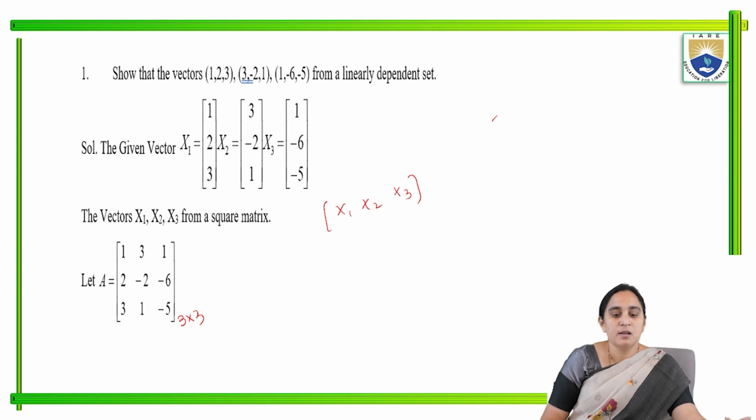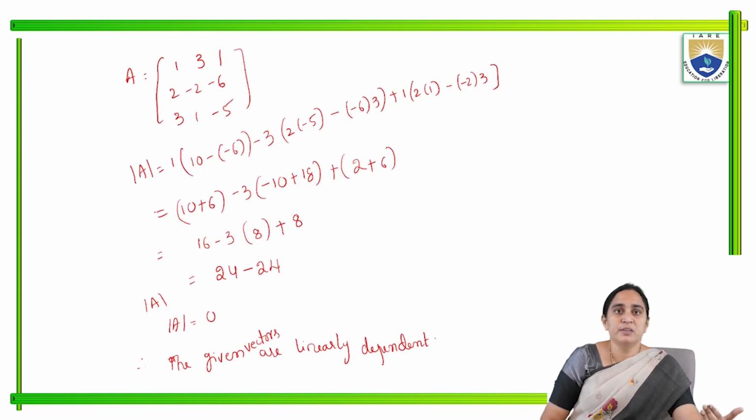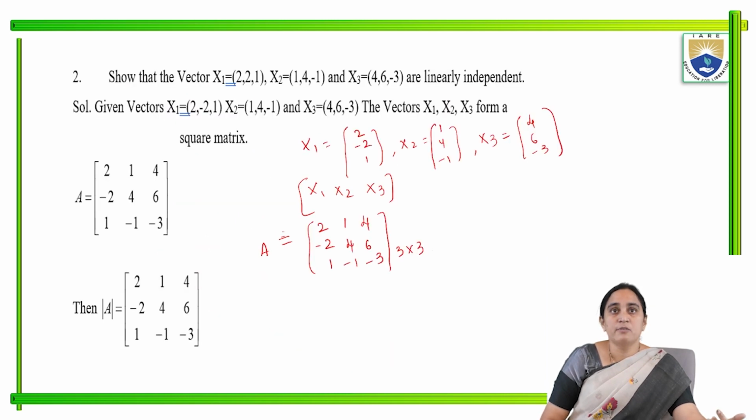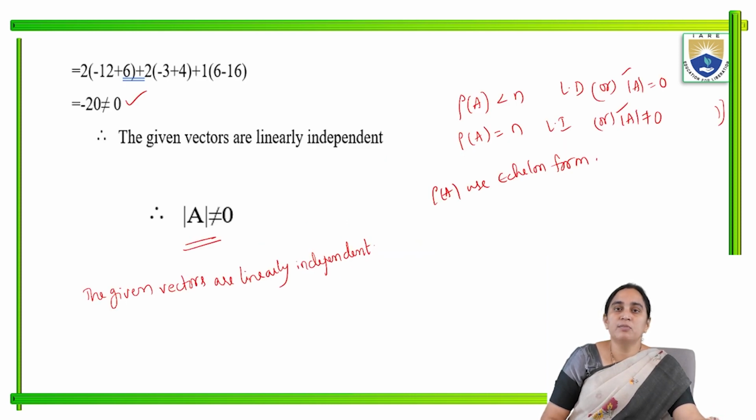For the first one, the vectors 1, 2, 3, 3 minus 2, 1, 1 minus 6, 5 minus 5 form a linearly dependent set. It is linearly dependent, as we already proved. Linearly dependent means det A is equal to 0. For the second question, we verified that x1 is 2, 1, x2 is 1, 4 minus 1, x3 is 4, 6 minus 3 are linearly independent. For this, we proved det A is not equal to 0. Therefore, the given vectors are linearly independent.